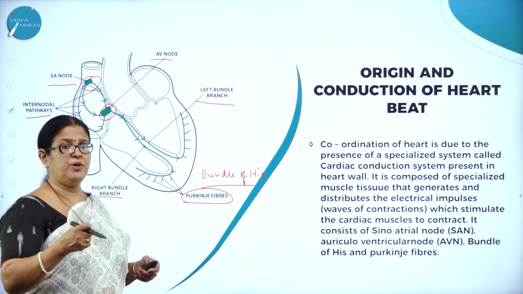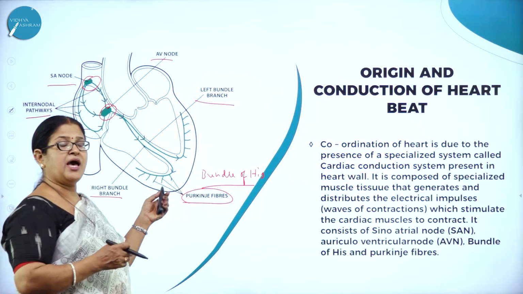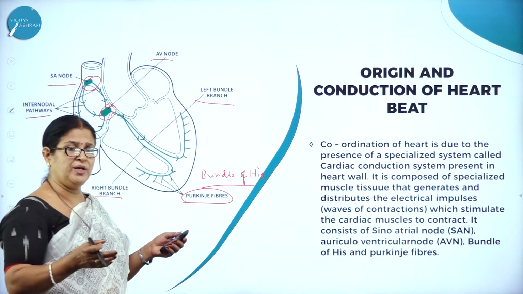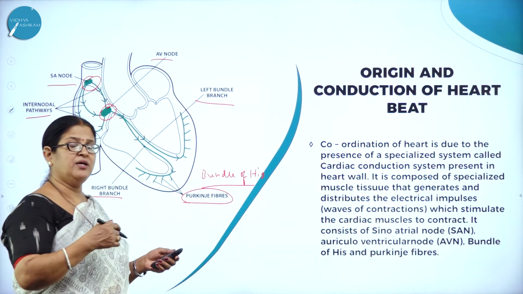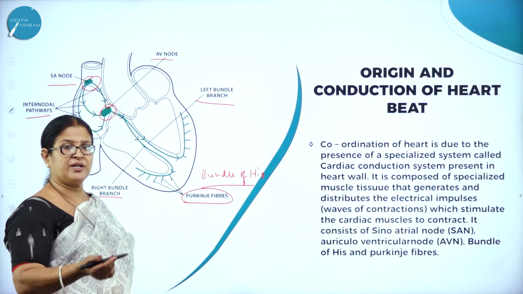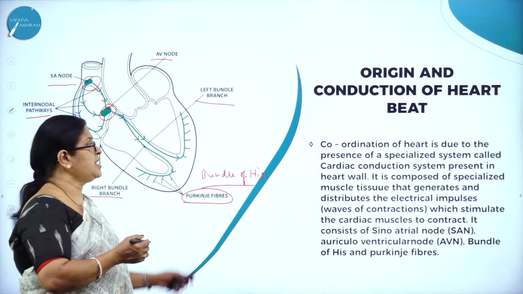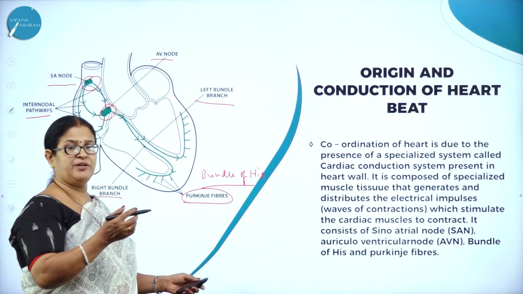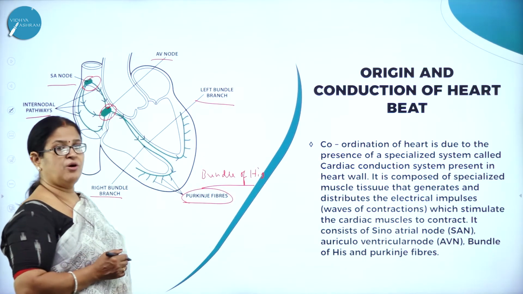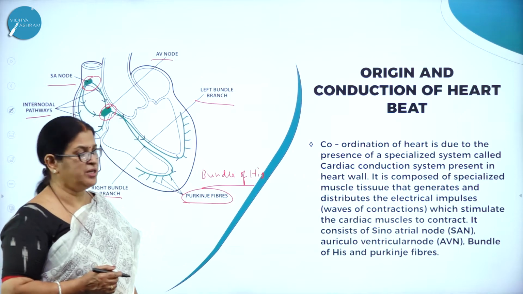Then the bundle of His and Purkinje fibers create a pressure or a pull with which the aortic valve in the left side of the heart and the pulmonary valve in the right side of the heart will open, and the blood flows from the right ventricle into the pulmonary artery, and from the left ventricle to the aorta. From the pulmonary artery, it goes to the lungs for purification, and the aorta will be supplying it to the different parts of the body. So this is the mechanism that is involved in origin and conduction of heartbeat. This is very important from the examination point of view.